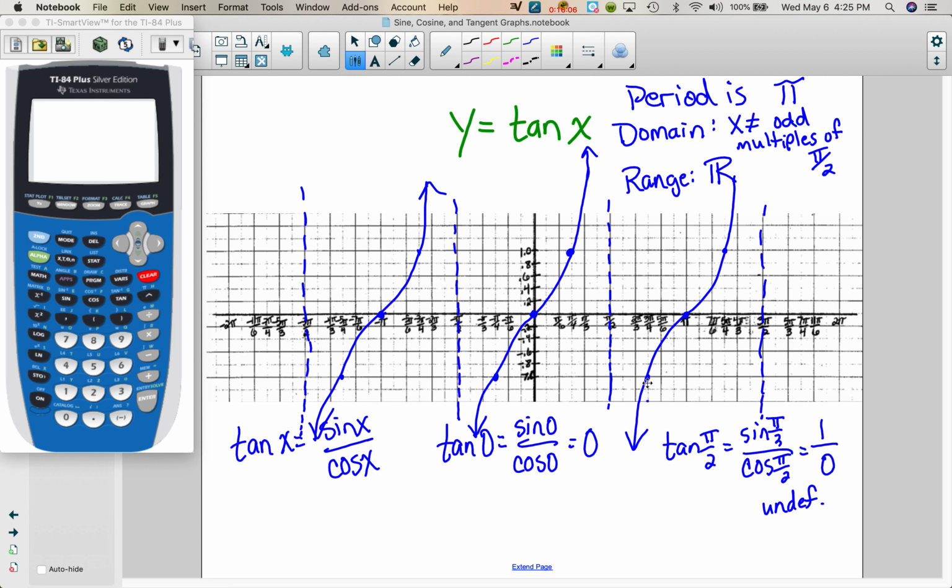So there you have a little overview of your trig functions, what the graphs look like.